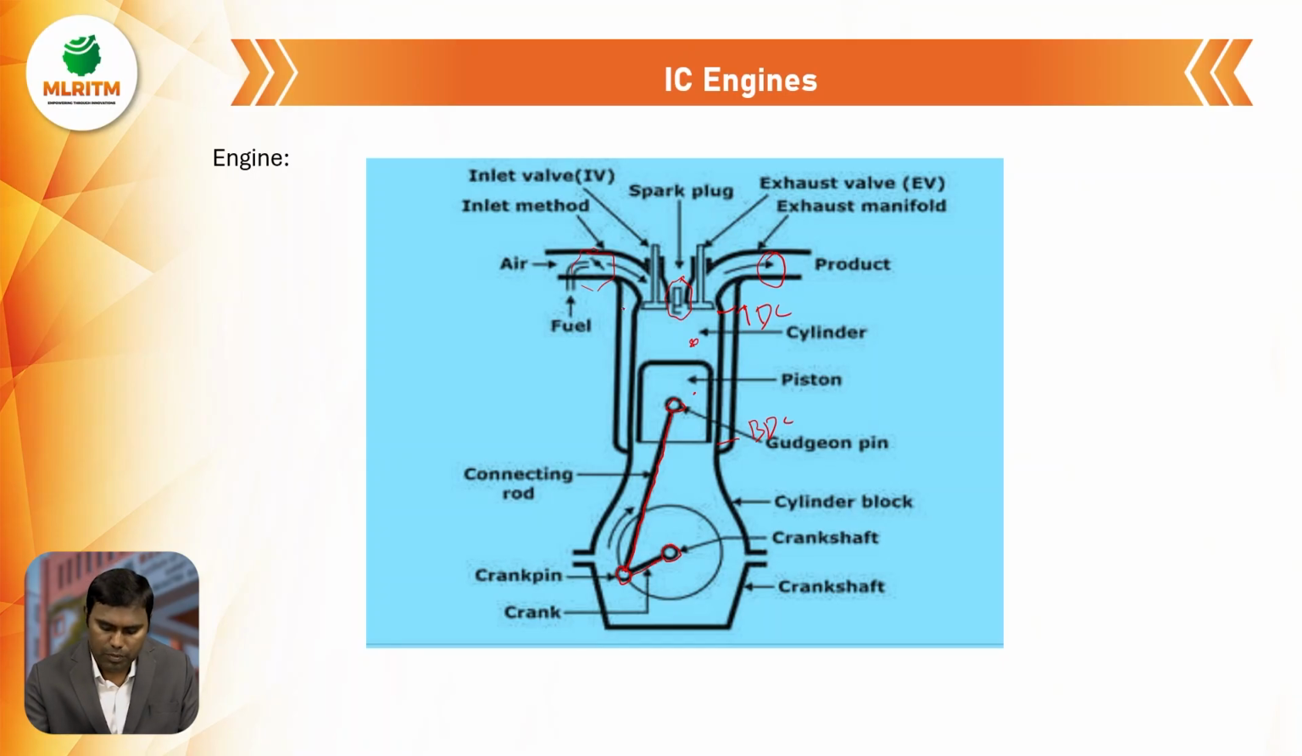So this is the top dead center and this is the bottom dead center, and this length is called the stroke length. And here we will maintain the clearance. This is called the clearance volume, and this volume is called the stroke volume. So these are the main parts of an engine.